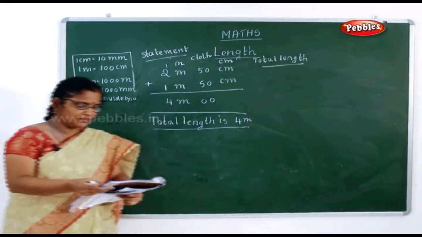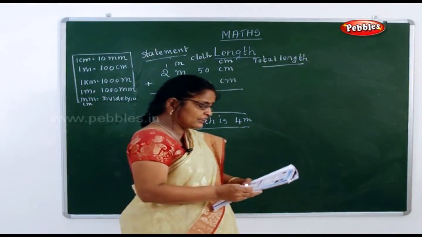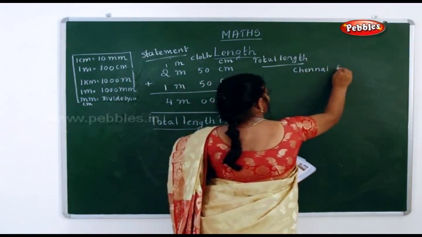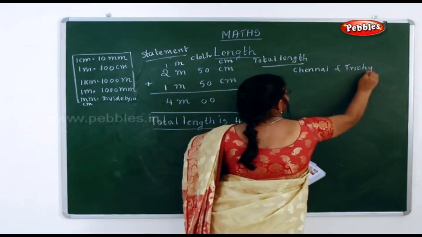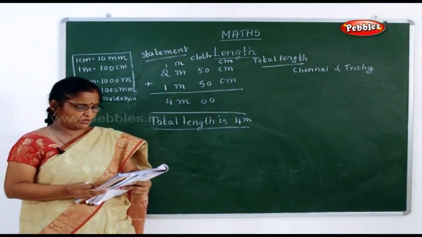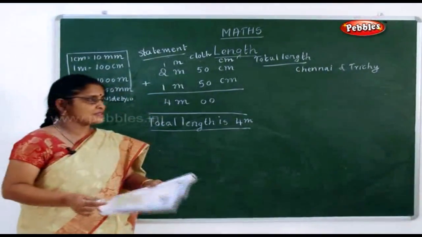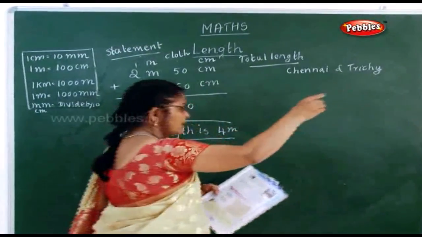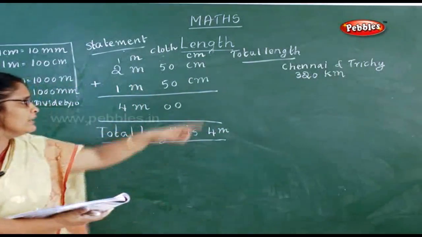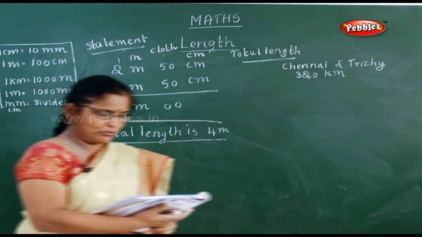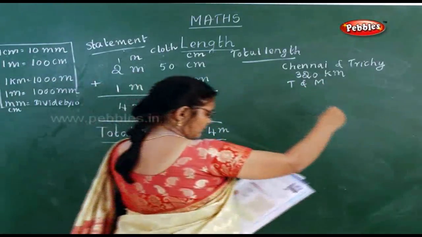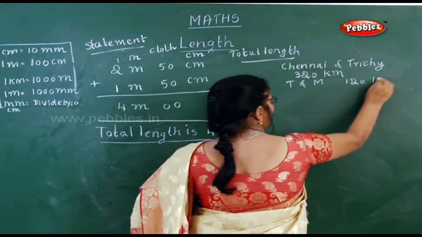Now the next sum they have given is the distance between Chennai and Tiruchi. So what is the next sum? Statement: Chennai and Tiruchi is 320 kilometer. So what they have given is the distance. So the distance from Chennai to Tiruchi is 320 kilometer. Now what is the sum they have given? The distance between Chennai and Tiruchi is 320 kilometer and Tiruchi and Madurai, I am sorry, I am writing like this T and M, Tiruchi and Madurai, it is 120 kilometer.